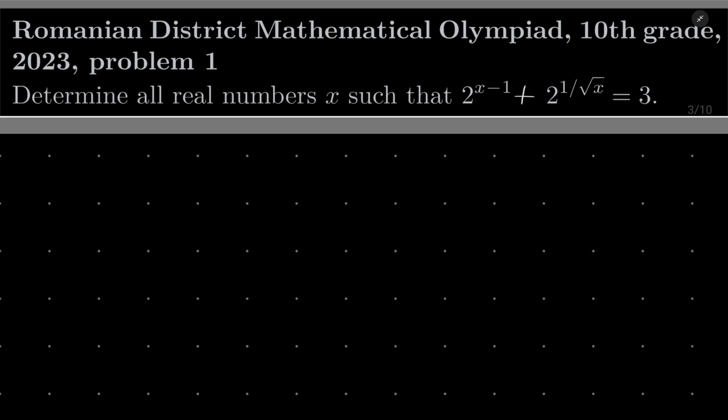Hello friends, in this video I'd like to solve the following problem from the Romanian District Mathematical Olympiad for 10th graders 2023, problem number 1. It's a preliminary stage of the Romanian Mathematical Olympiad, if I am not mistaken. We wish to find all real numbers x such that 2 to the power x minus 1 plus 2 to the power 1 over square root of x equals 3.